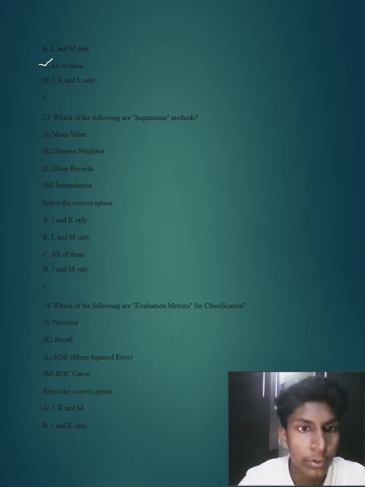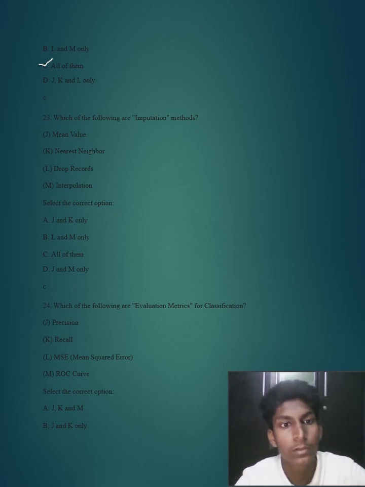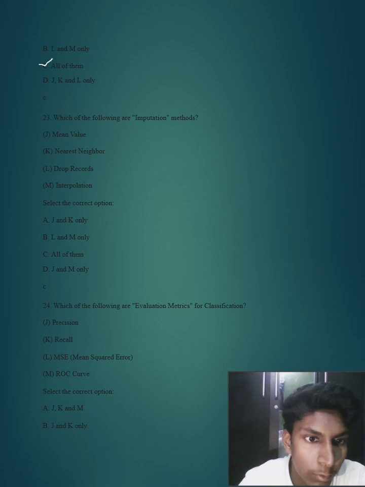Which of the following are imputation methods? J, mean value imputation method; K, nearest neighbor; L, drop records; M, interpolation. So the options are J and K only, L and M only, all of them, J and M only. From all of this, the correct answer is C, all of them.